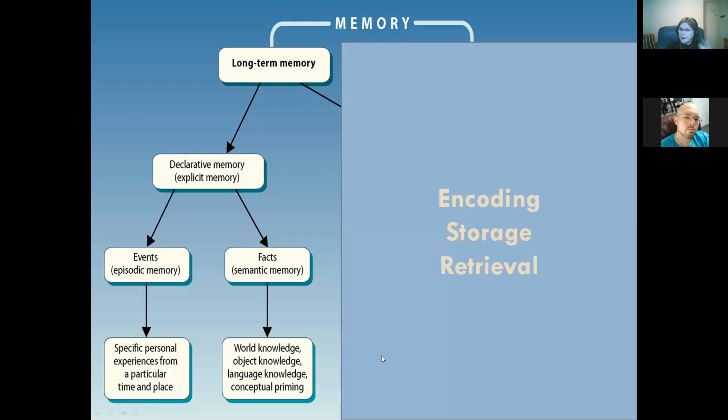Good. That's all I had to say about implicit, non-declarative memory. Again, there is much more to say about it. What's interesting about it is that it's very rarely affected in amnesia.